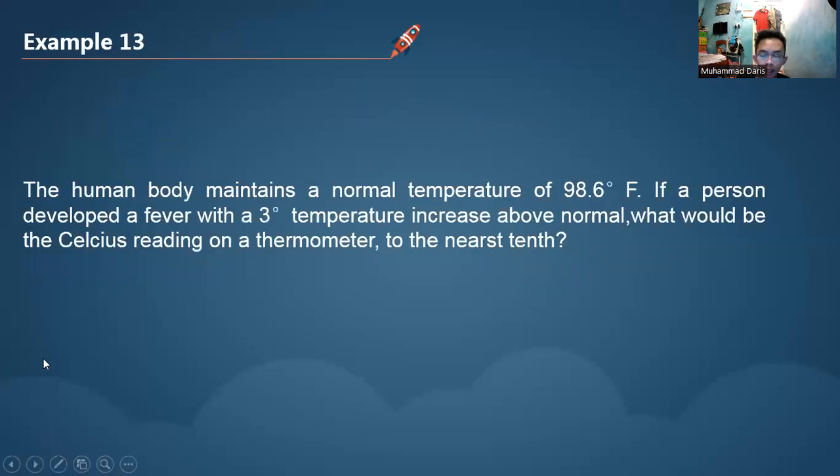Next question, example 13. The human body maintains a normal temperature of 98.6 degrees Fahrenheit. If a person develops a fever with a 3 degrees temperature increase above normal, what would be the Celsius reading on the thermometer to the nearest tenth?